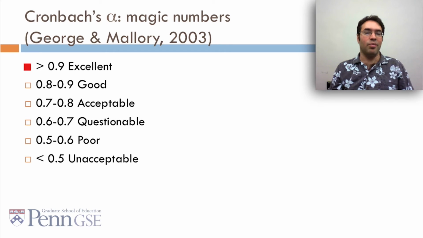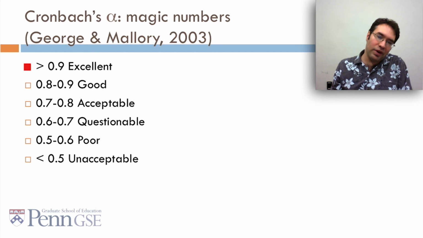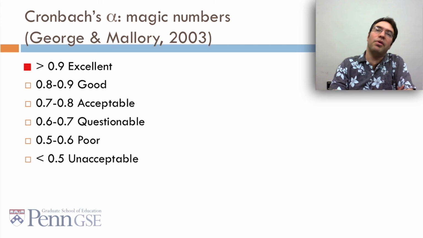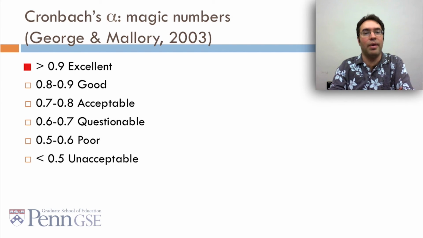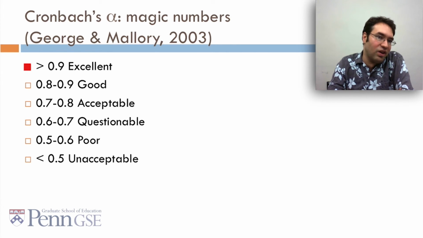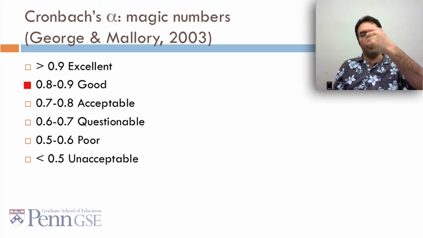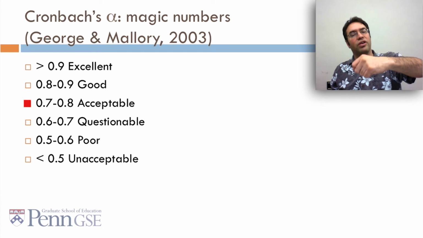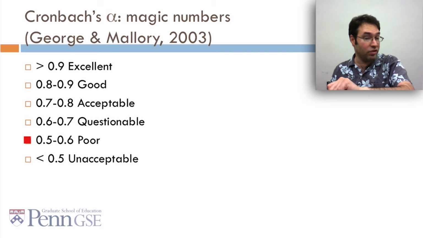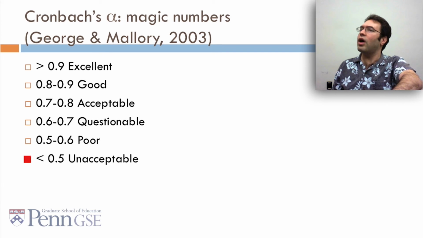So here are some magic numbers for Cronbach's alpha. I apologize for being a little flippant. Where do these things come from? They're just one person being smart and saying, I think these are good numbers, and then maybe people adopt it and maybe they don't, and then people get their papers rejected because they're slightly under a magic number that didn't matter in the first place. That said, George and Mallery say, 0.9 is excellent, 0.8 to 0.9 is good, 0.7 to 0.8 is acceptable, 0.6 to 0.7 is questionable, 0.5 to 0.6 is poor, and under 0.5 is unacceptable.